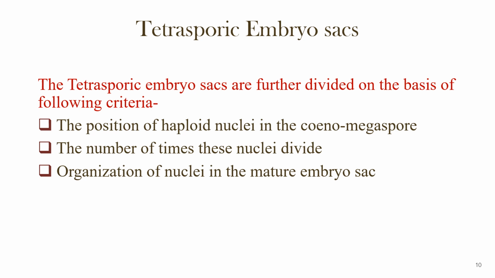Tetrasporic embryo sacs are further divided on the basis of the position of haploid nuclei in the coenomegaspore, the number of times these nuclei divide, and the organization of nuclei in the mature embryo sac.